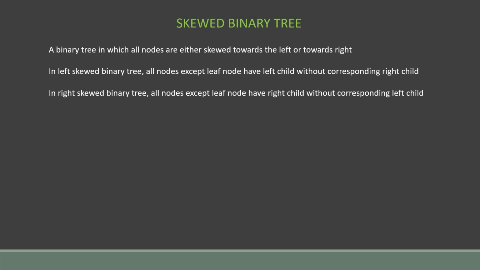This is how the left skewed binary tree looks like, in which each and every node has only a left child but no right child, and all nodes are towards the left end. And this is a right skewed binary tree, in which all the nodes except the leaf node have the right child and not the left child.